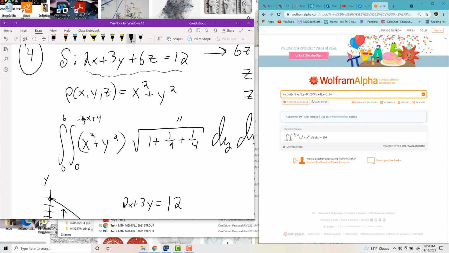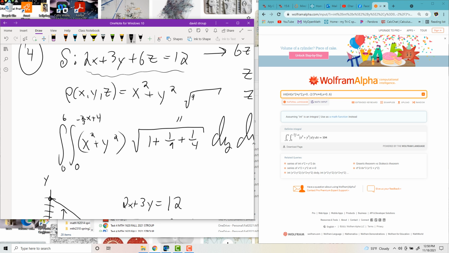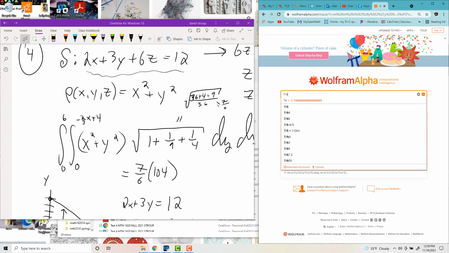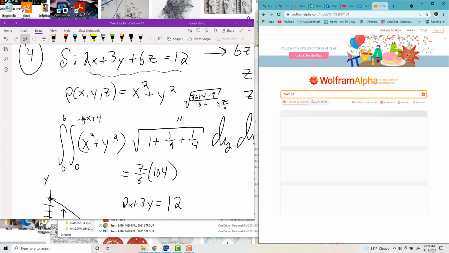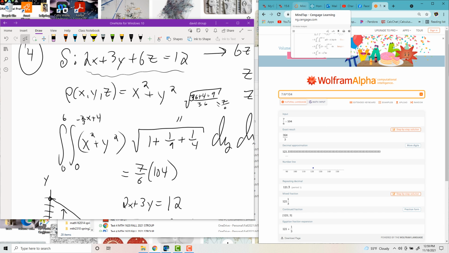This razzmatazz right here is going to be the square root of (36 + 4 + 9)/36, which is 49/36, which is 7/6 once you take the square root of it. So this answer should be 7/6 times 104, and whatever that is, right? So 7/6 times 104 is, drumroll, 364/3.